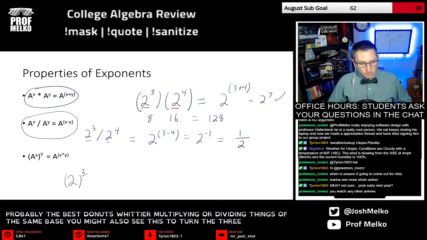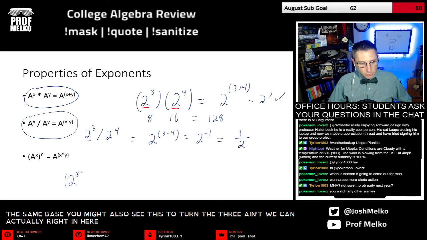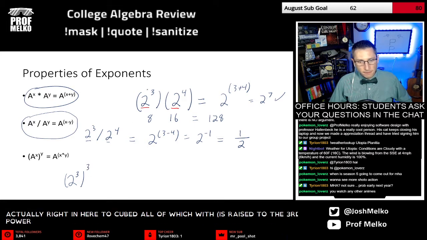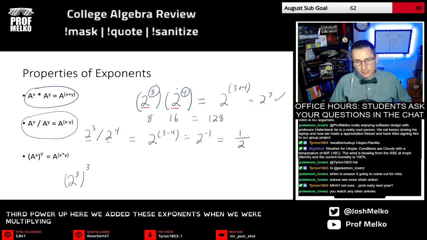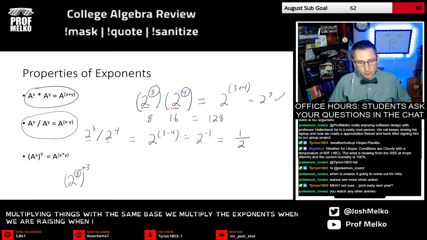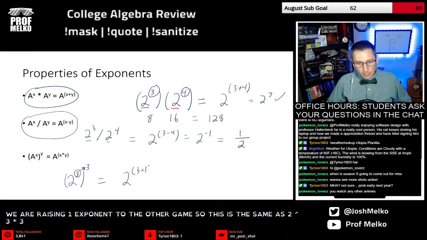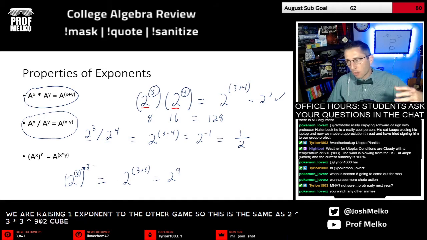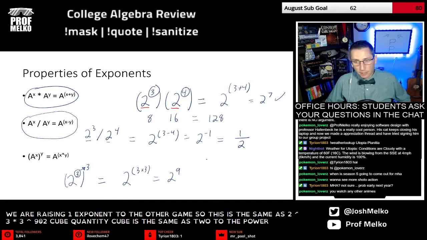You might also see this: 2 to the 3, we can actually write it in here, 2 cubed, all of which, with parentheses, is raised to the third power. Up here, we added these exponents when we were multiplying things with the same base. We multiply the exponents when we are raising one exponent to the other. So this is the same as 2 to the power of 3 times 3, 2 to the power of 9. So 2 cubed, quantity cubed, is the same as 2 to the power of 9.